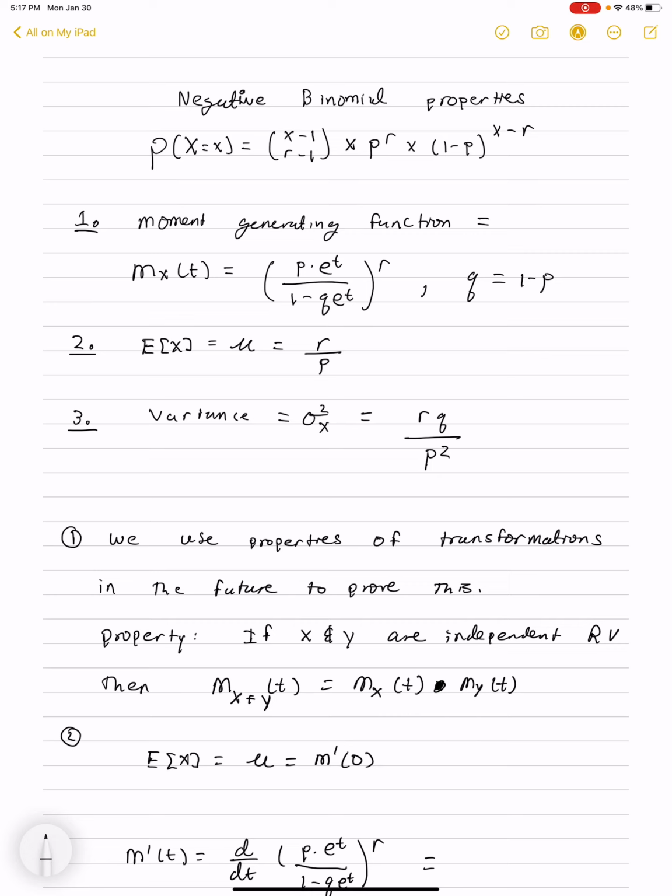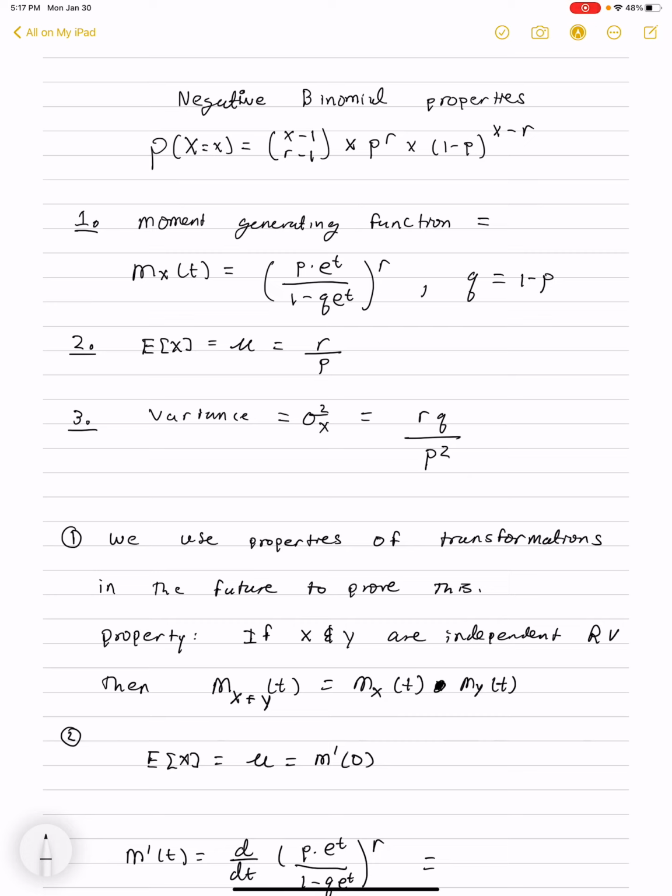And just three properties I want you to know is that the moment generating function is p to the t divided by 1 minus q e to the t, raised to the r. The expected value is r over p. And the variance is rq divided by p squared, where q is 1 minus p.